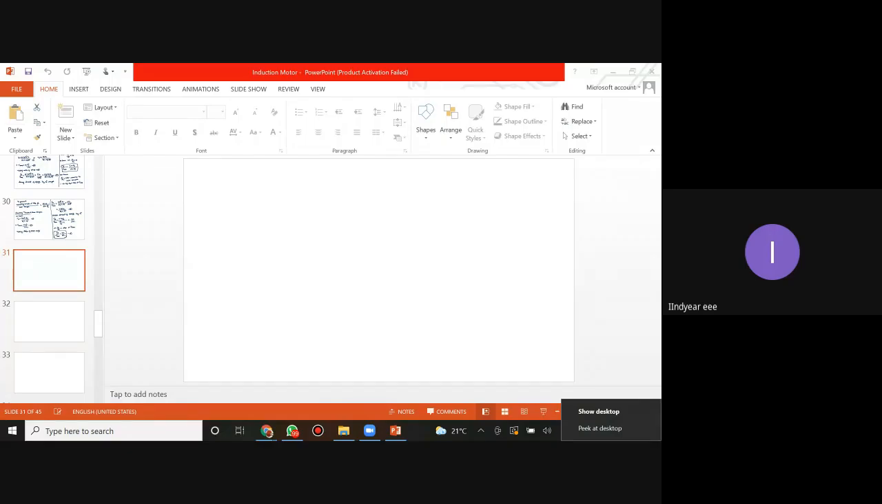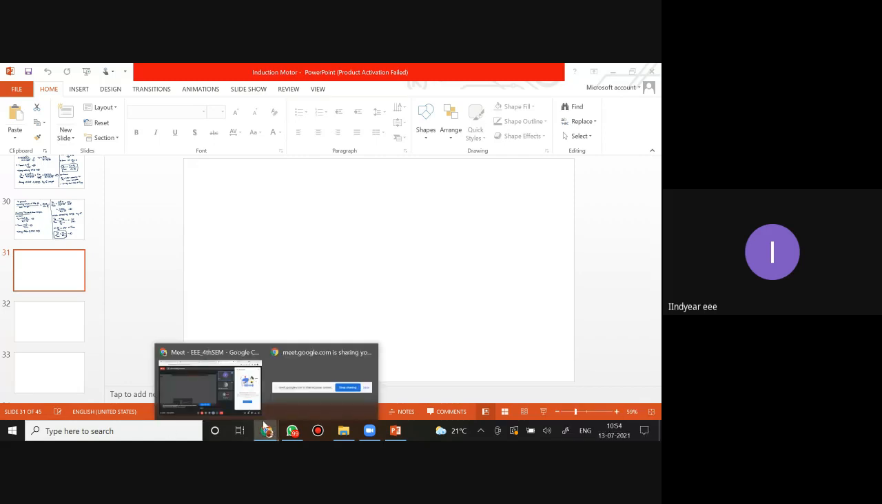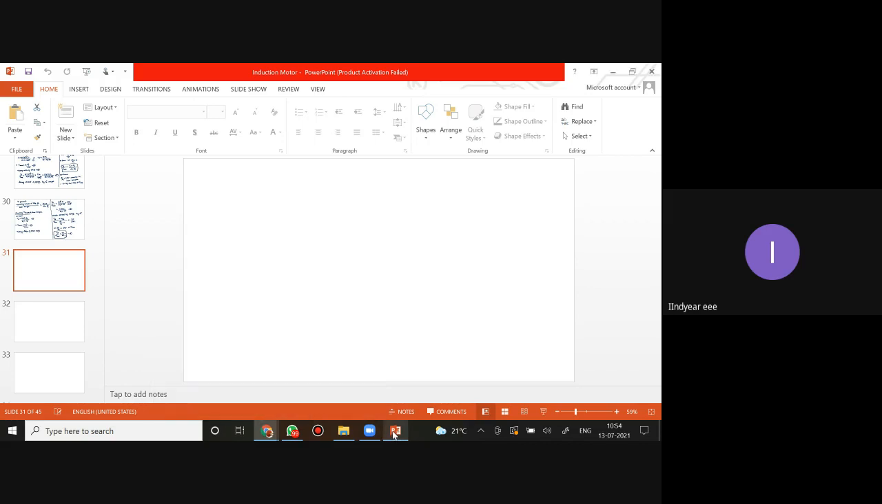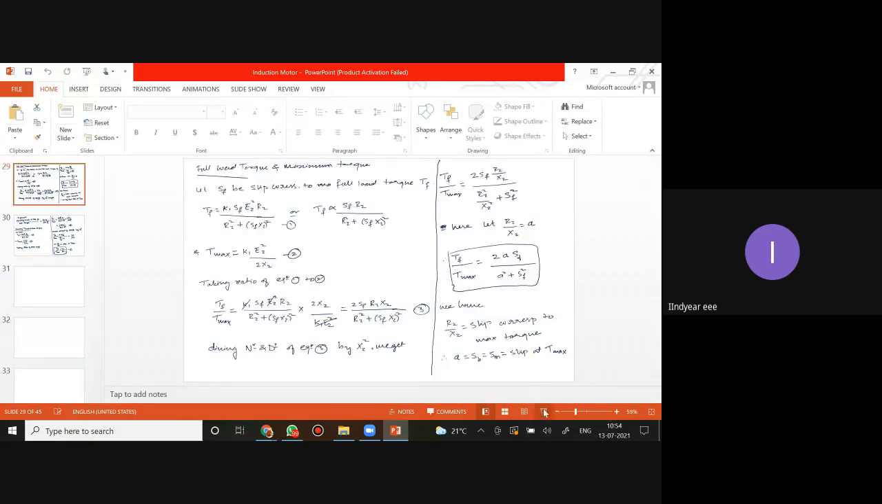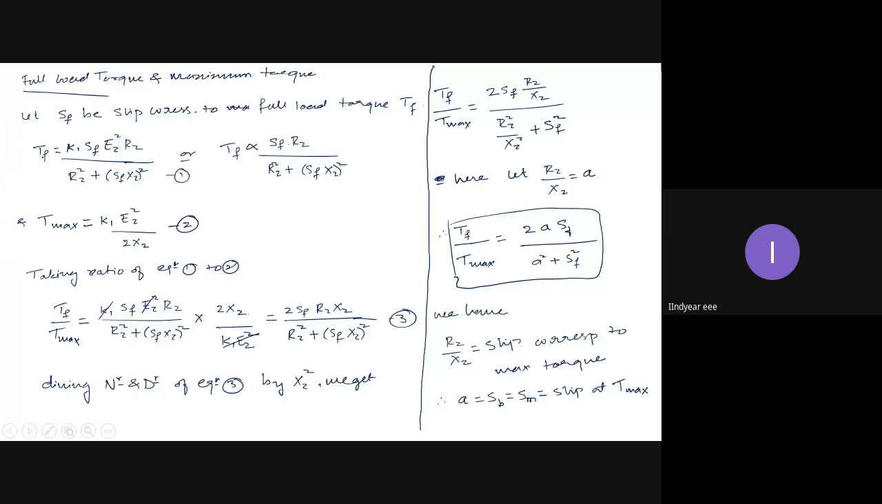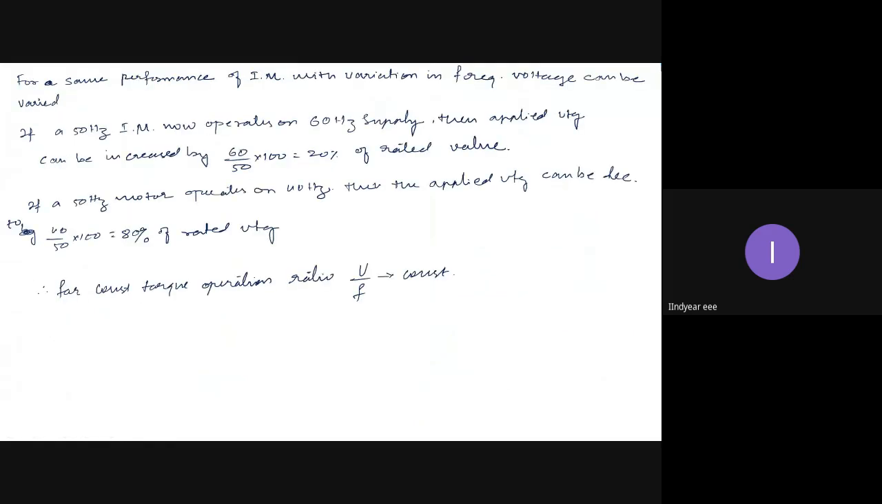The variation of torque and slip with respect to the frequency as well as the supply voltage. We did observe that the torque is proportional to the square of the supply voltage. Therefore, a variation in the supply voltage will affect the torque by the square of that variation. That was one thing we had seen.